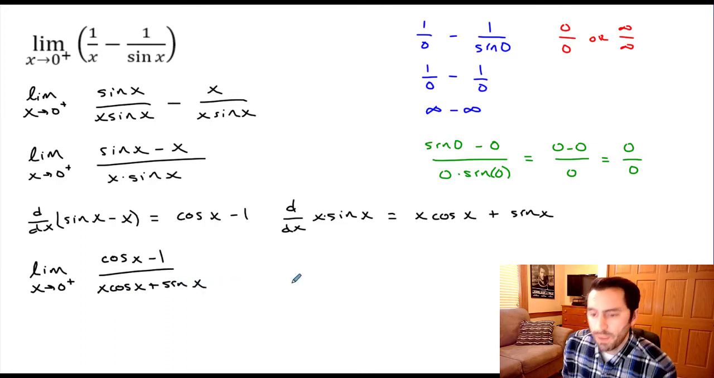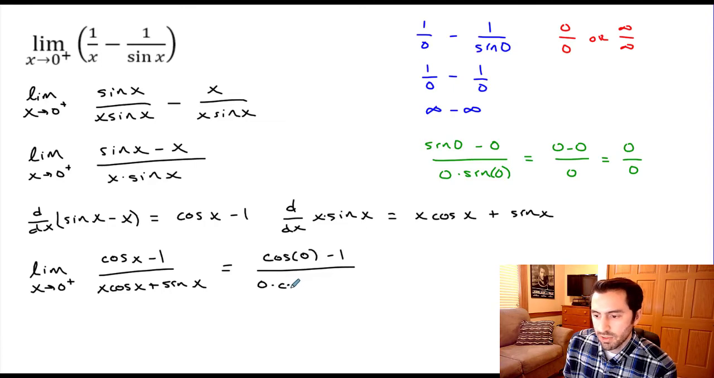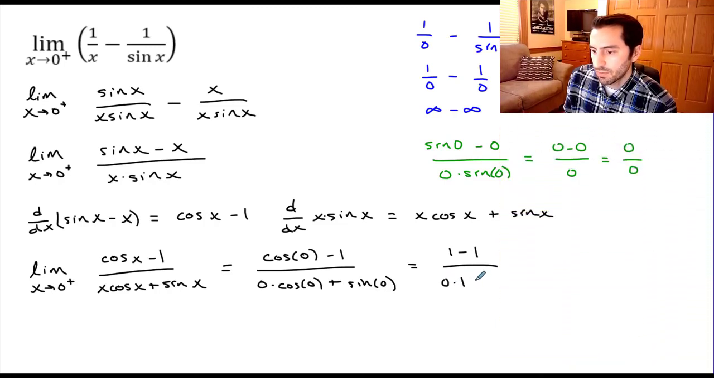So now let's see if we can evaluate this by just plugging in 0. So the cosine of 0 minus 1. In the denominator, we're going to have 0 times the cosine of 0 plus the sine of 0. Cosine of 0 is equal to 1. So in the numerator, we have 1 minus 1. And then in the denominator, we have 0 times 1 and then plus 0. So we end up with 0 over 0 again.